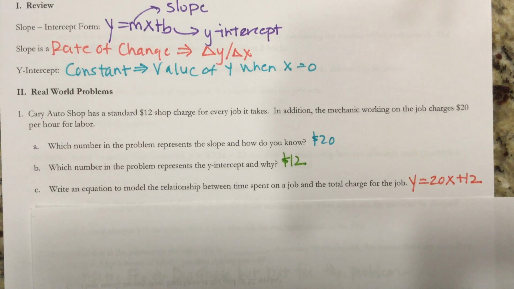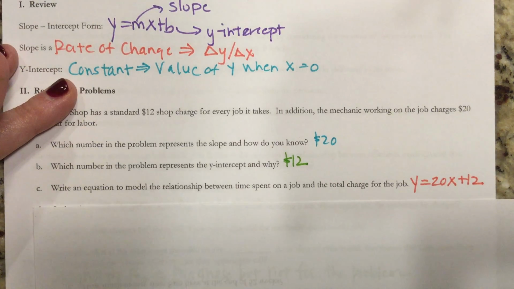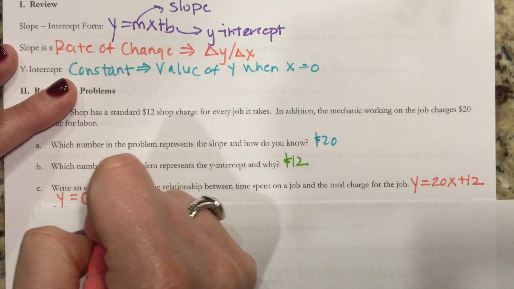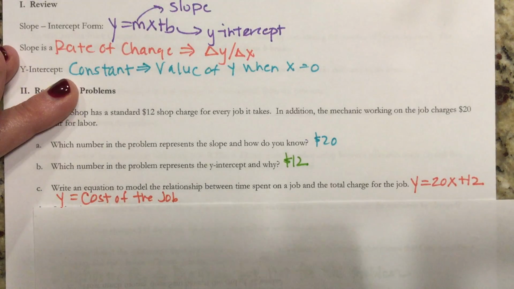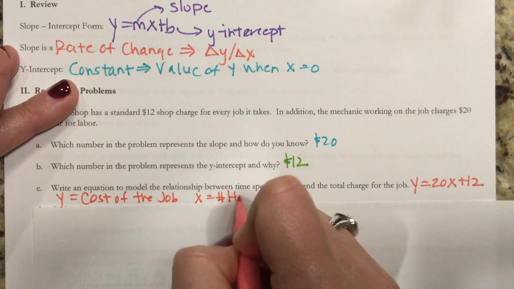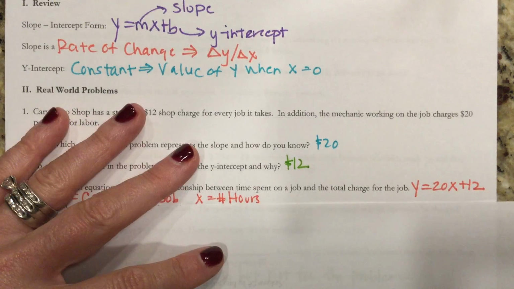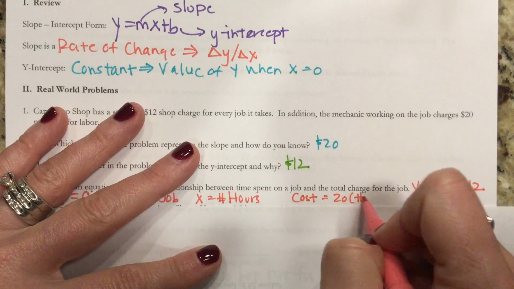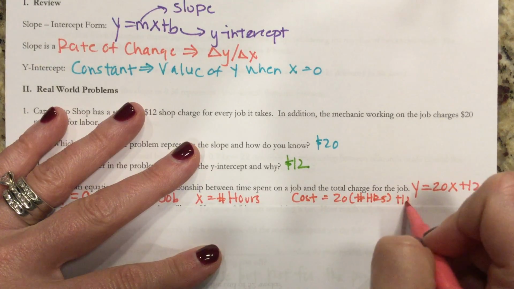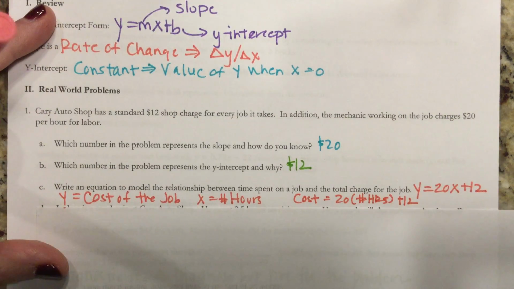When writing the equation of the relationship, you want to make sure that you identify your variables. In this example, the y is going to represent the total cost of the job. The x is going to represent the number of hours that the mechanic works on the job. Another way we could write this is that the cost is equal to 20 times the number of hours plus another $12. That's still in slope-intercept form.